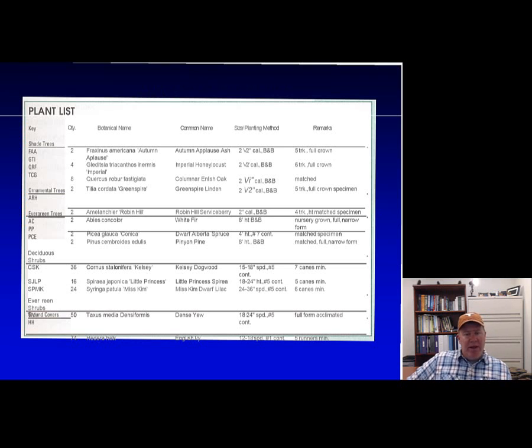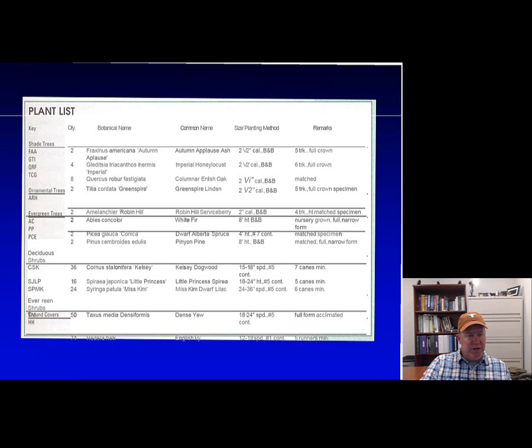Here is a plant list that you would actually see on a typical landscape plan. You're going to have the key, which is going to be the abbreviations. You may also see symbols here. You may actually see the actual plant symbol, but here, they are representing a Fraxinus americana Autumn Applause, or Autumn Applause ash. He's representing it with the abbreviation of FAA. Here you will see the quantity. There's 2 of them on the job. There's the botanical name, there's the common name, and then there's going to be the size and planting method. It is 2.5-inch caliper, that's B&B, and remarks. It should be 5 trunks with full crown.